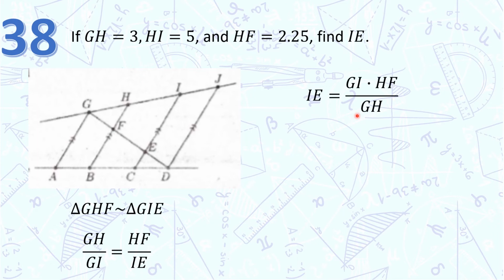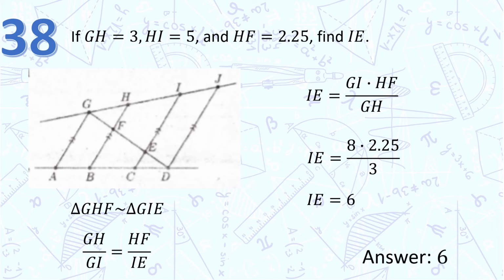Solving for IE, we have GI times HF over GH. Substitute the values. 8 times 2.25 divided by 3. Then IE is equal to 6. Next number.